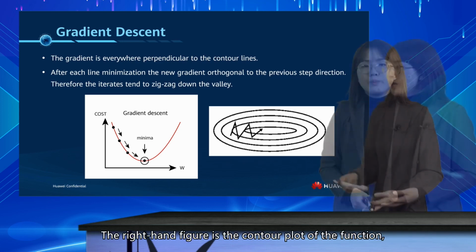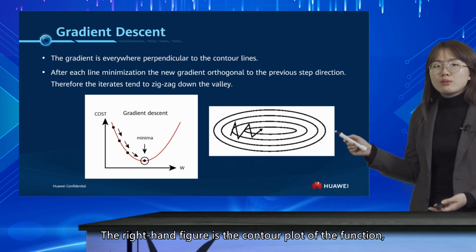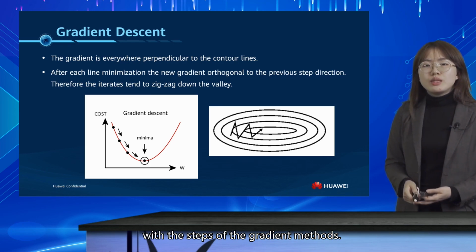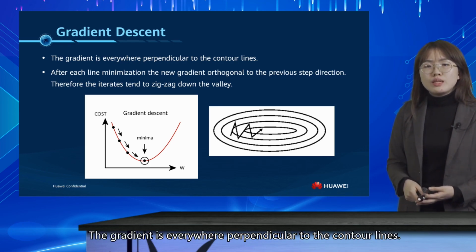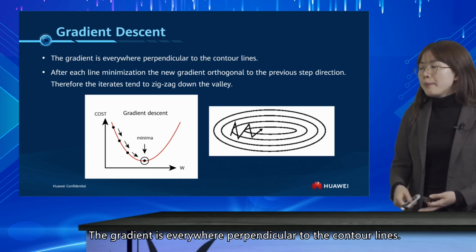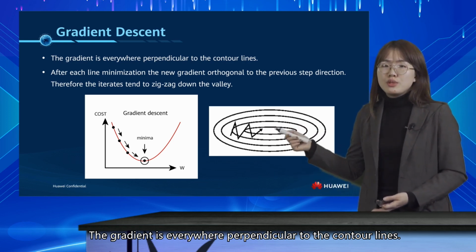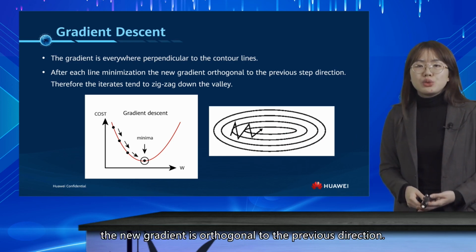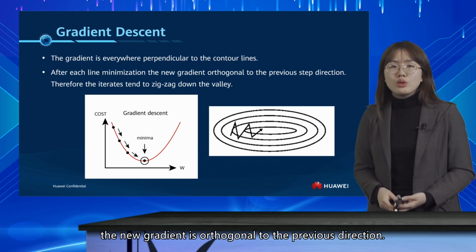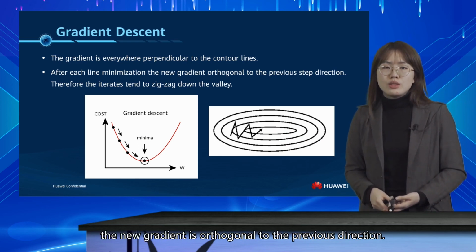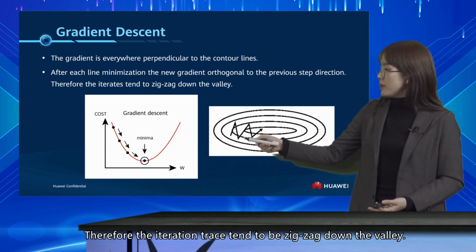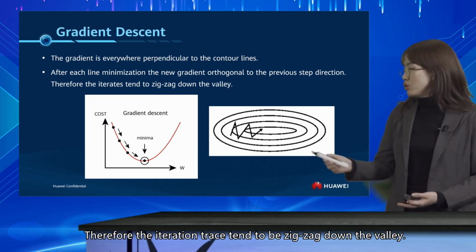The right-hand figure is the contour plot of the function with the steps of the gradient method. The gradient is everywhere perpendicular to the contour lines. After each line is minimized, the new gradient is orthogonal to the previous direction. Therefore, the iteration trace tends to zigzag down to the valley.